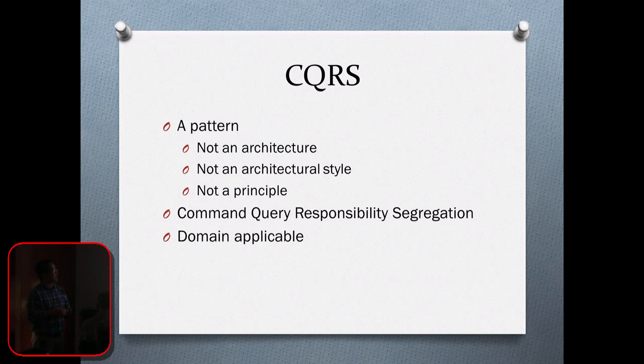CQRS is a good pattern so far that I have learned. What is the problem that CQRS solves? It's basically command and query segregation. And what does that mean? Let's think about an application where you have a lot of users interacting at the same time with a shared amount of data.